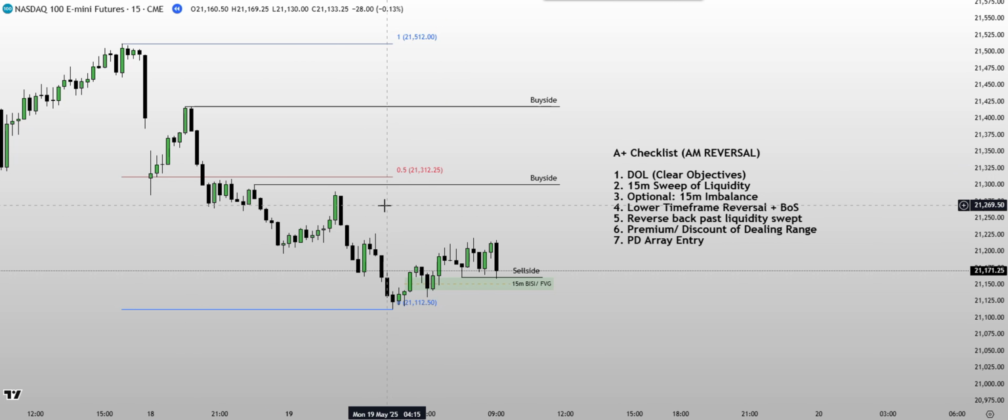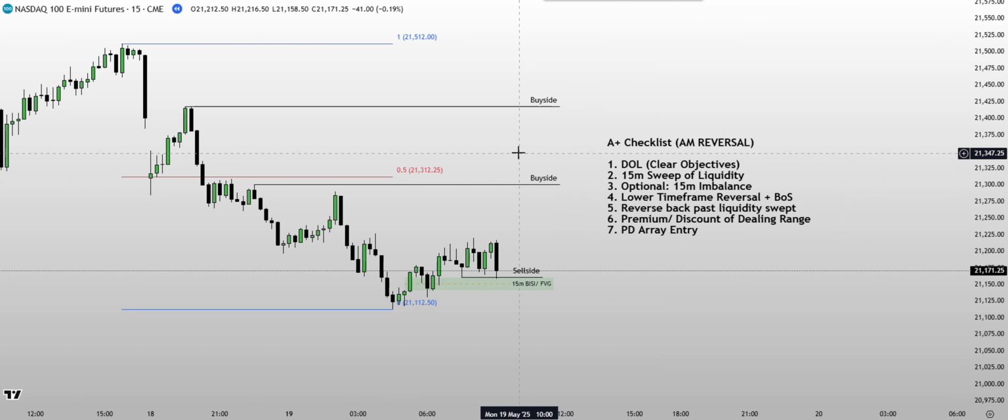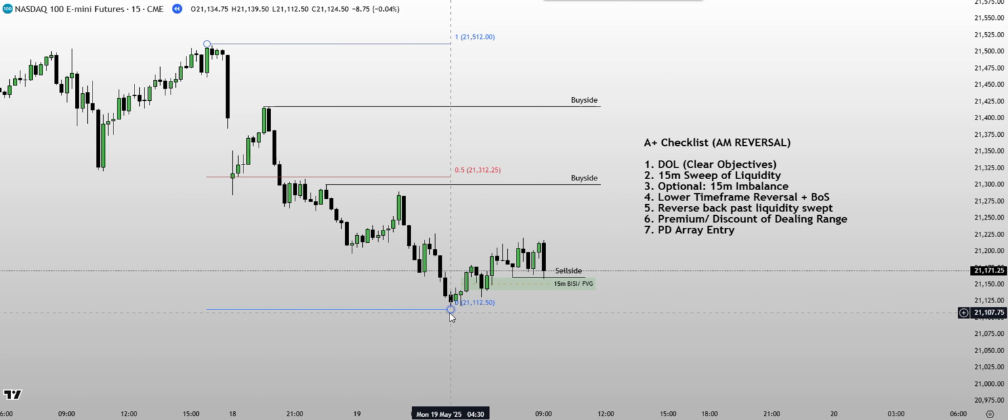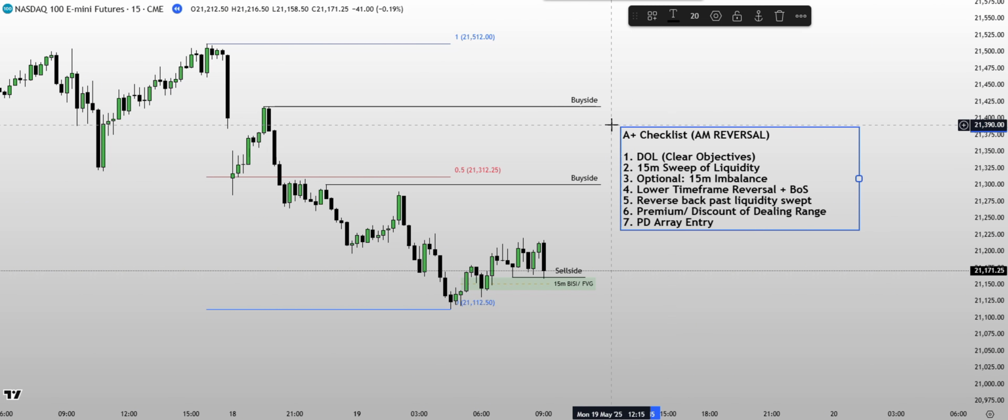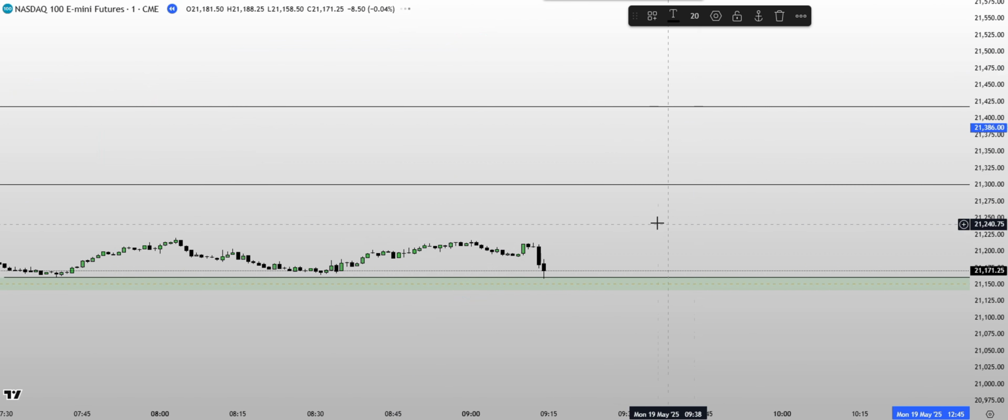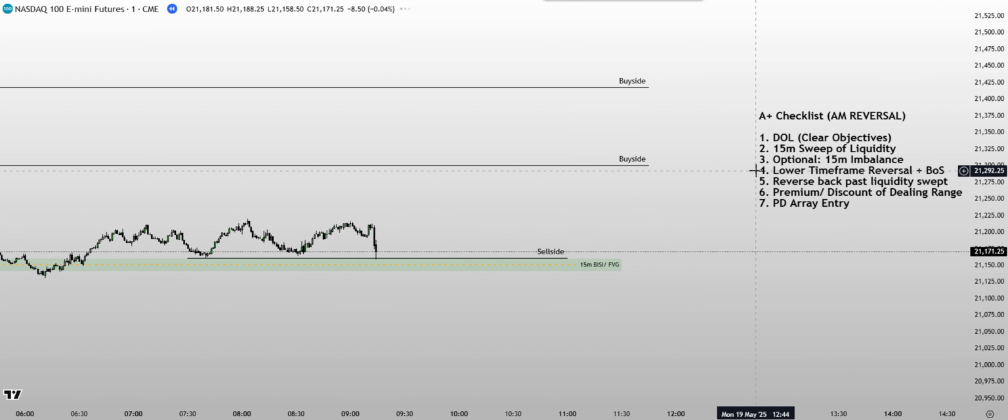Any entry under here is in a discount. So we do have a wide range from this point. This is a good example to bring. So we do have a lot of room for an entry in a discount of this dealing range. So yes, this is valid. So then we could go to the lower time frame and see if we get an entry, and if we follow the rest of the steps.